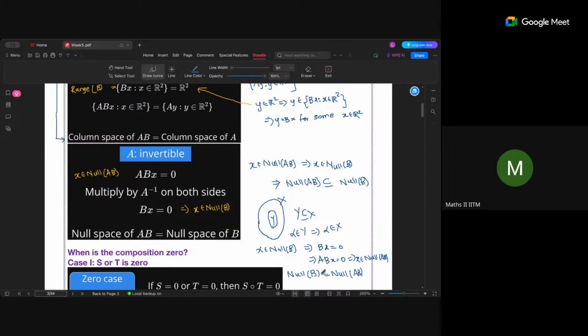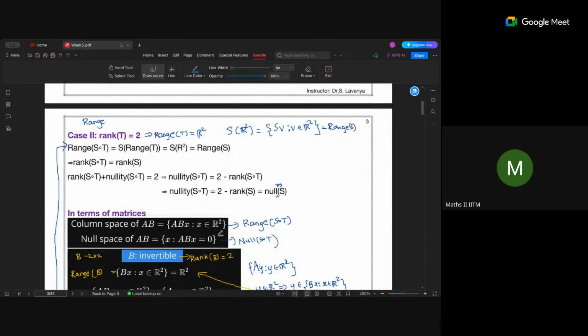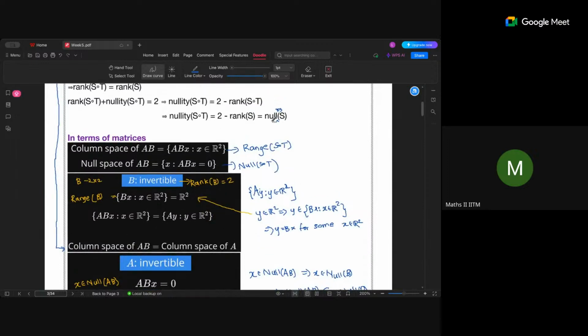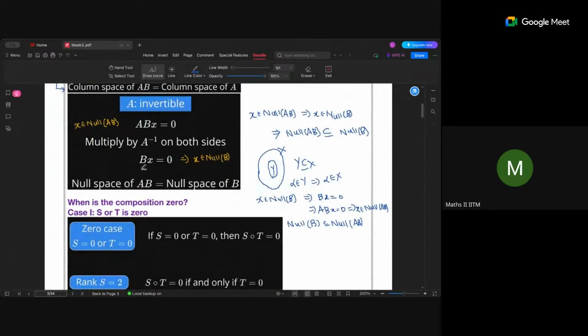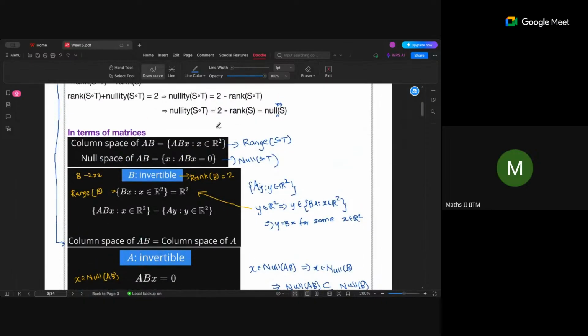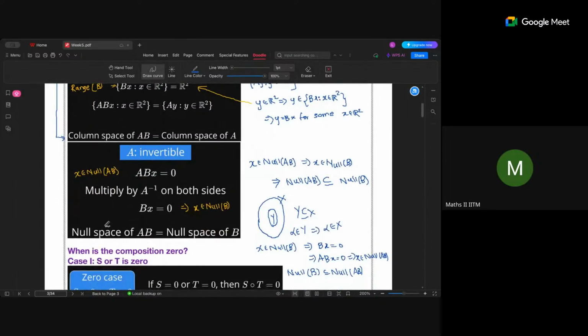What then is the relation? Yes, both are equal. So the null space of AB is the same as the null space of B. I guess it is mentioned in terms of nullity: the nullity of S composition T is the same as the nullity of S. Here it is about nullity, and here it is about null space. The null space of AB is the same as the null space of B.